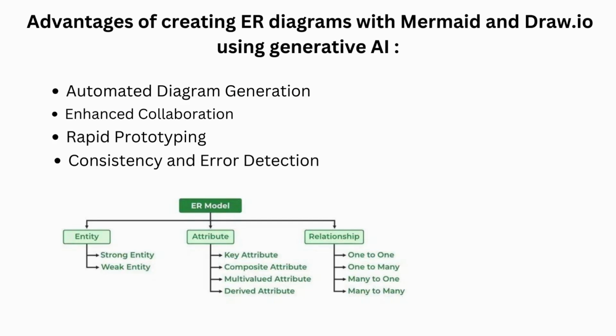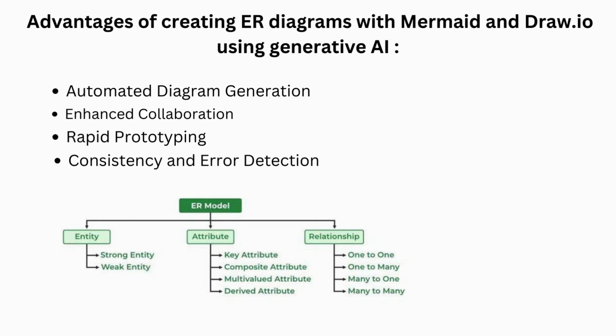Advantages of creating ER diagrams with Mermaid and Draw.io using generative AI. Automated diagram generation: use generative AI to automatically create ER diagrams from database schemas or text descriptions, reducing manual effort. Enhanced collaboration: collaborate on ER diagrams in real time with multiple users, while AI suggests changes and maintains consistency.